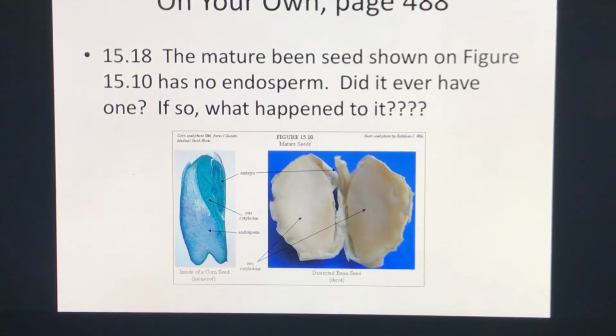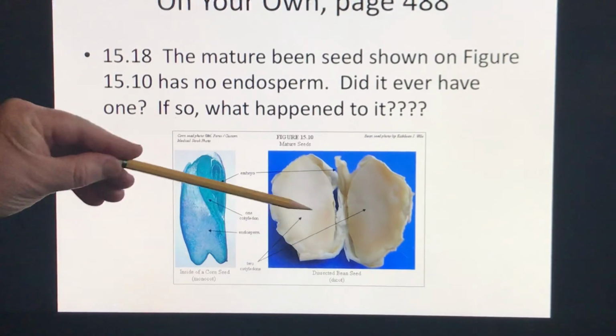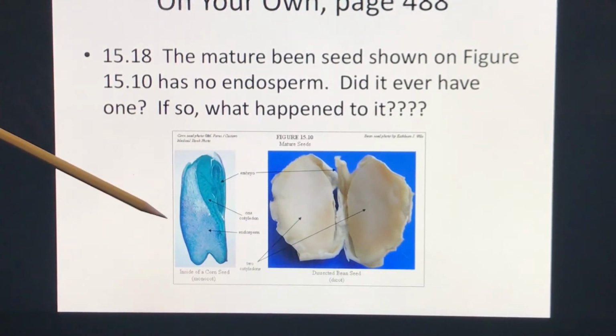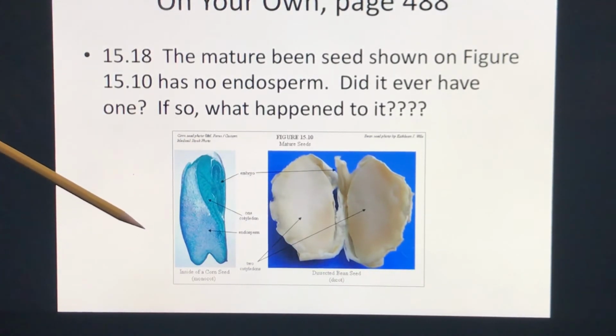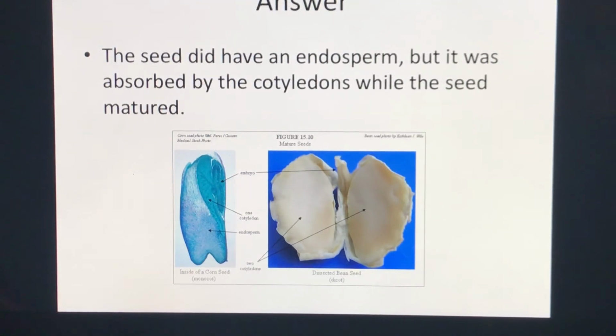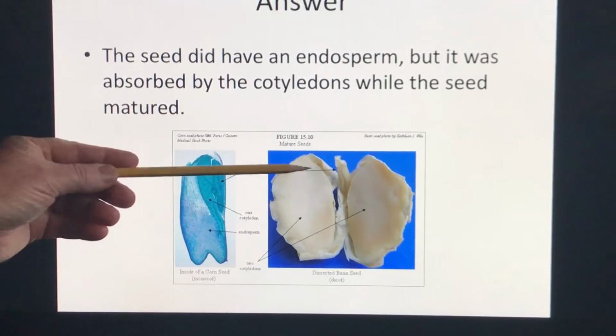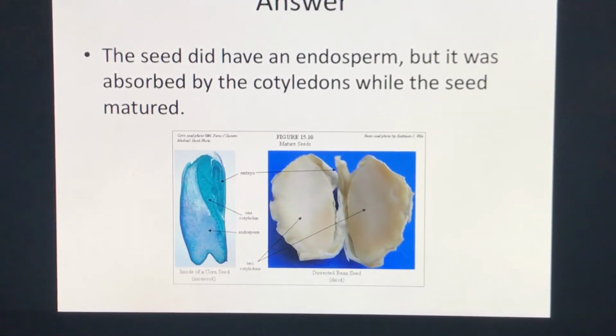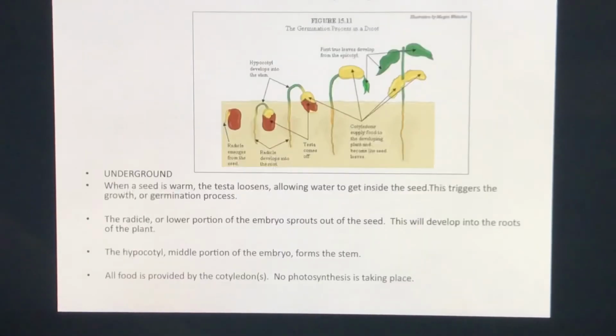Okay, let's look at On Your Own 15-18. The mature bean seed shown in Figure 15-10 here has no endosperm. Did it ever have one? If so, what happened to it? So we talked about this a little bit previously, but we know the seed did have an endosperm, but it was absorbed by the cotyledons while the seed matured.